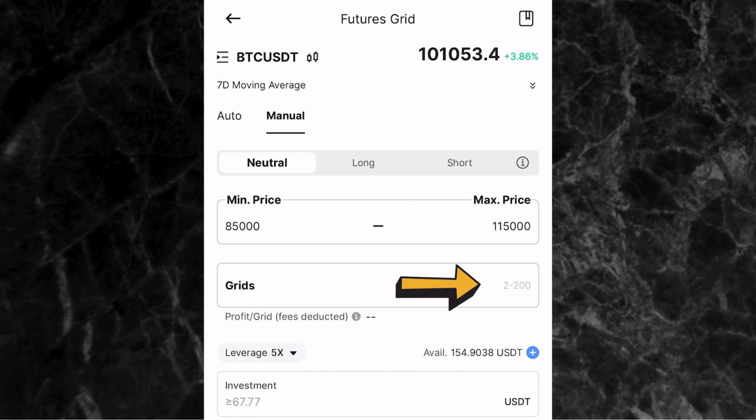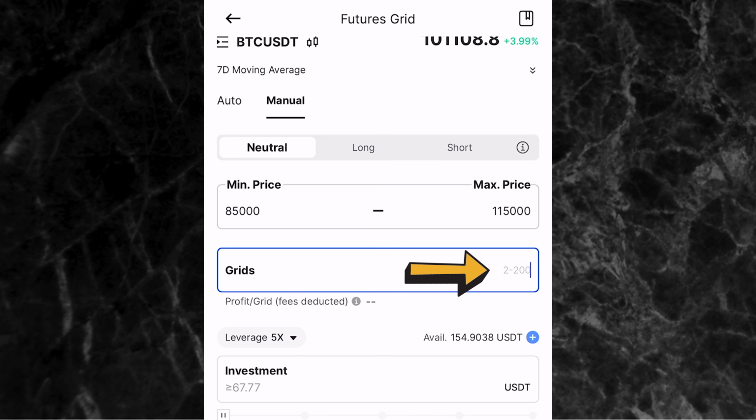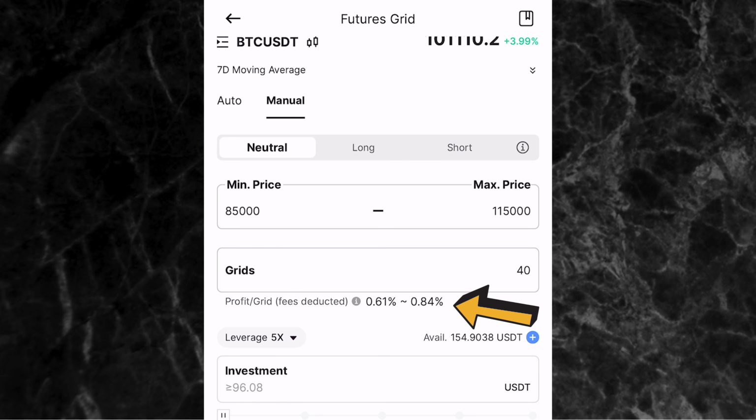And then for the number of grids, don't forget, number of grids is the maximum number of trades the trading bot can take for you at once. And also it's like the number of intervals between the price range. So let's say for these grids, you can select between 2 to 200 also. So let's say I want this number of grids to be 40. I'll just put 40 right there. So let's leave it at 40. And then you come right here to this profit per grid. So that means for every grid, you'll be making 0.61% profit to 0.84% profit. That's the meaning. And then next is select your leverage.